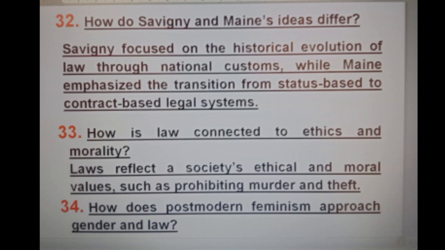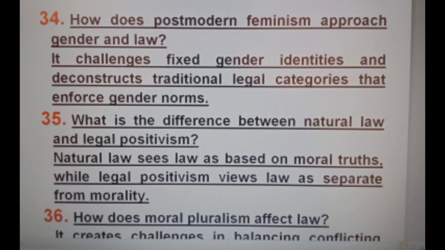How is law connected to ethics and morality? Laws reflect our society's ethical and moral values, such as prohibiting murder and theft. How does postmodern feminism approach gender and law? Postmodern feminism challenges fixed gender identities and deconstructs traditional legal categories that enforce gender norms.